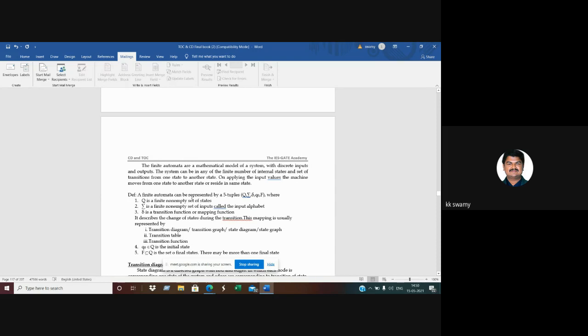Actually, the finite automata belongs to how many tuples? We have 5 tuples. So what are the 5 tuples? Q, sigma, Q naught, delta, and F. What are the 5 tuples? Q, sigma, Q naught, delta, and F.